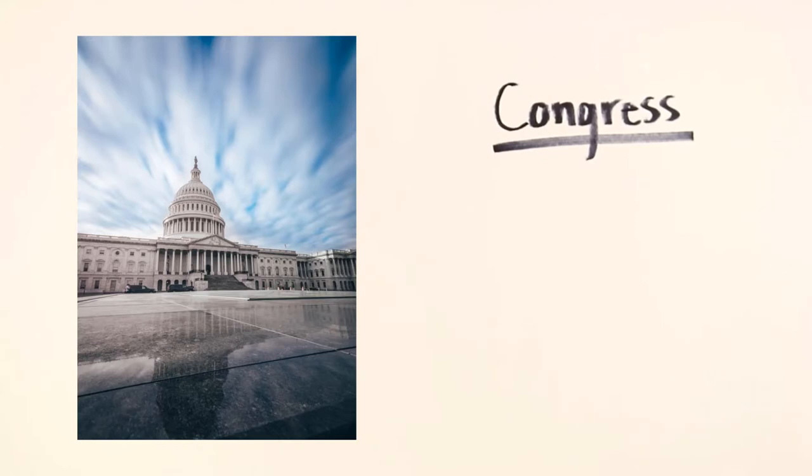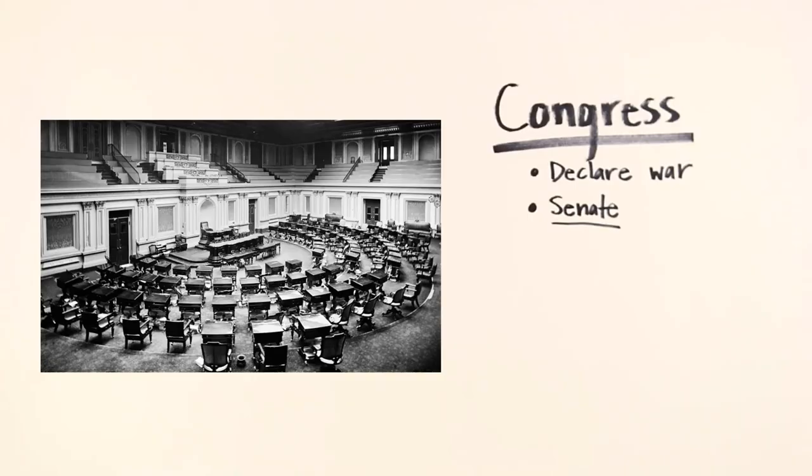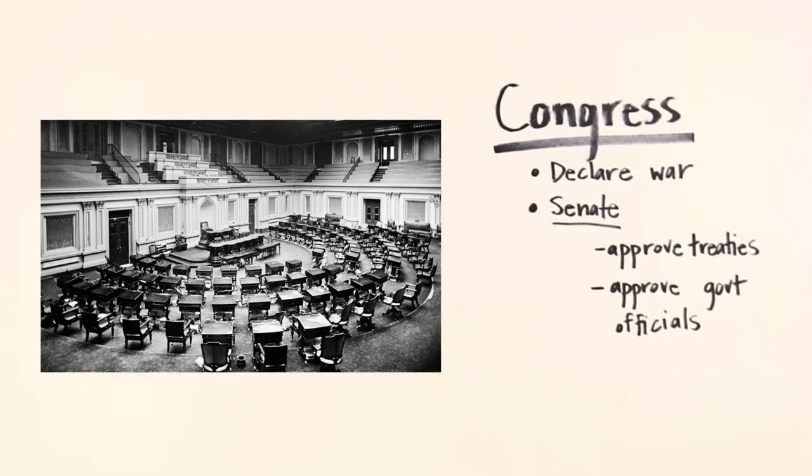Congress also has an important role in foreign policy, but it isn't as broad as the president's. According to the Constitution, only Congress has the power to declare war. And the Senate in particular has specific powers in relation to foreign policy. For example, they must approve treaties proposed by the president in order for them to become official. Additionally, they must confirm government officials appointed by the president.